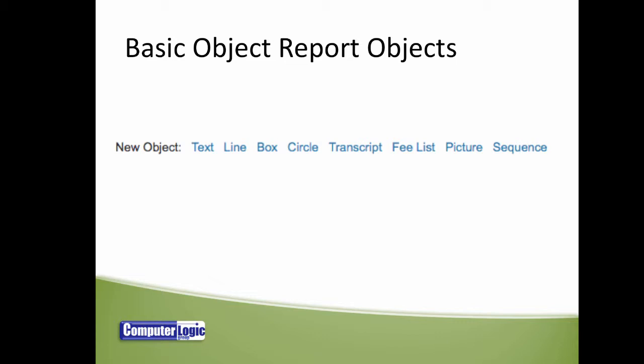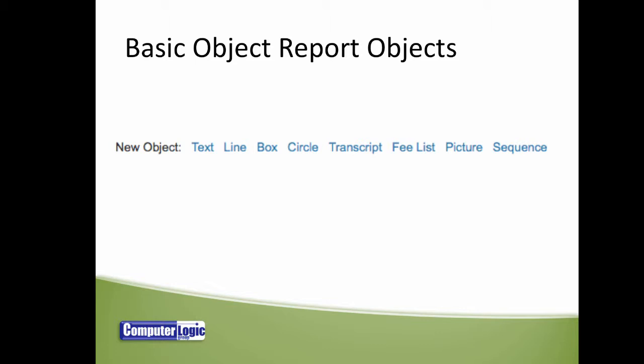Box just allows you to create a box and put it around your text. The circle we'll actually use in one of the reports that we create today. So we'll get into more detail on the circle later, but you can assume that it's a round circle. Transcript object, that is one of the special objects that we will not be covering in this lesson, but it allows you to pull historical grade information and put it on a transcript type report. The fee list, if you're using the fees within PowerSchool, the fee list will allow you to create invoices and accounts payable type reports. It is also one that we will not be covering in this lesson.